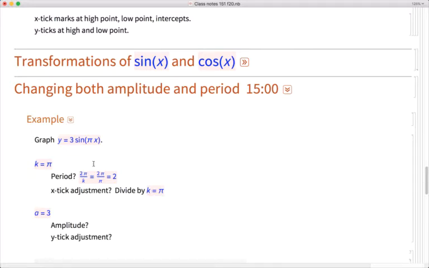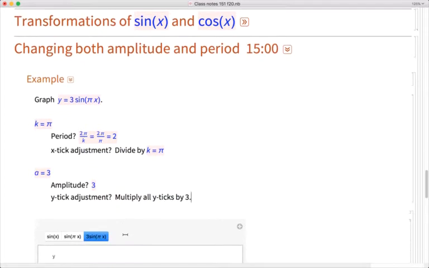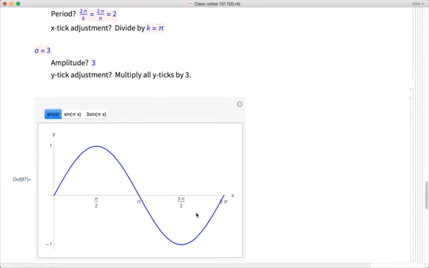And then we're going to ask, what does the amplitude do? The amplitude is a vertical adjustment. Here the amplitude is 3. We don't have to take absolute value. And the y tick adjustment is simply multiply all y ticks by 3. So we'll do those two things separately.